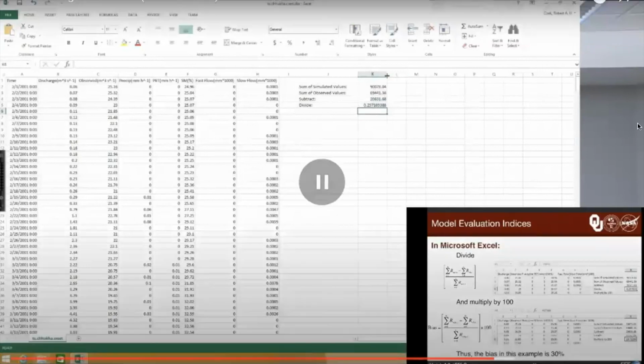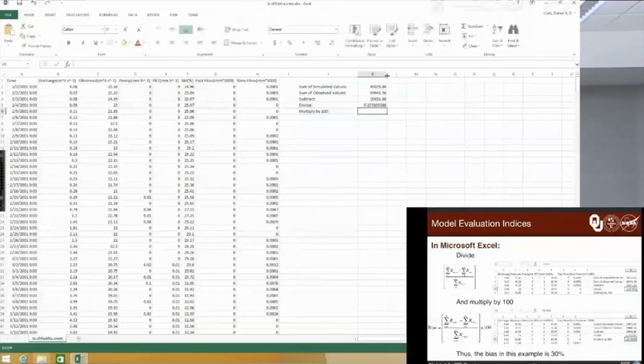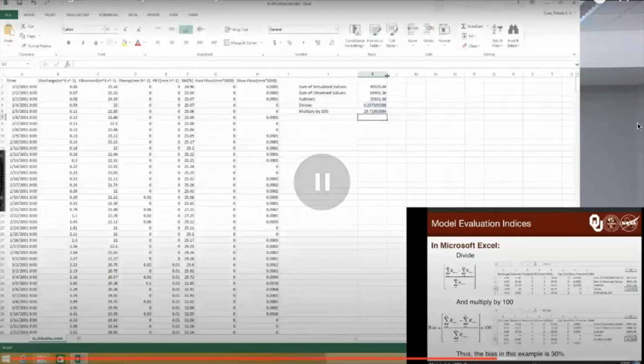And I get 0.2 7, and then I multiply by 100. So I'm going to take K5 and I'm going to do an asterisk multiplication, and 100, and I get 29.